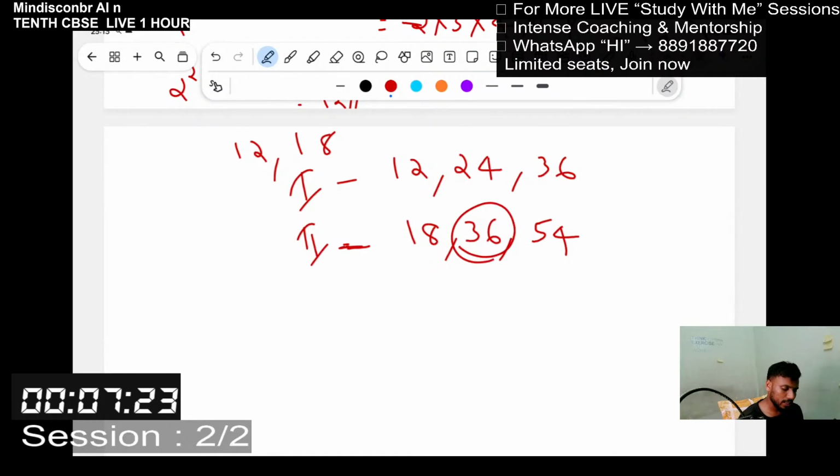Here we can see that the first bell will ring at the 12th minute, at the next one at the 24th minute, and the next one at the 36th minute. When the first bell rings, at the same time the second bell also rings.